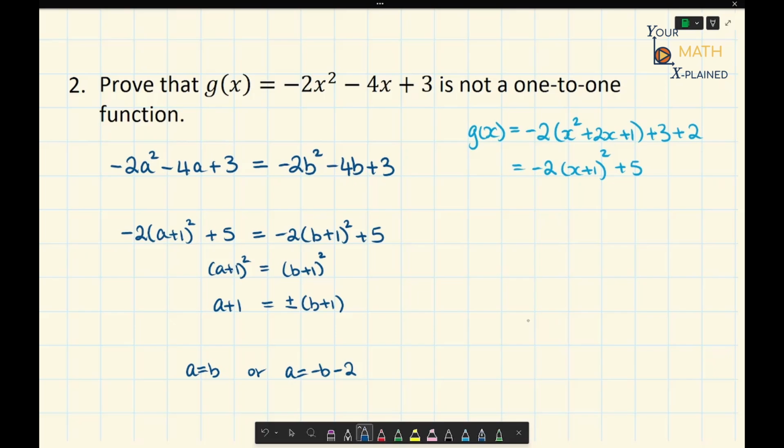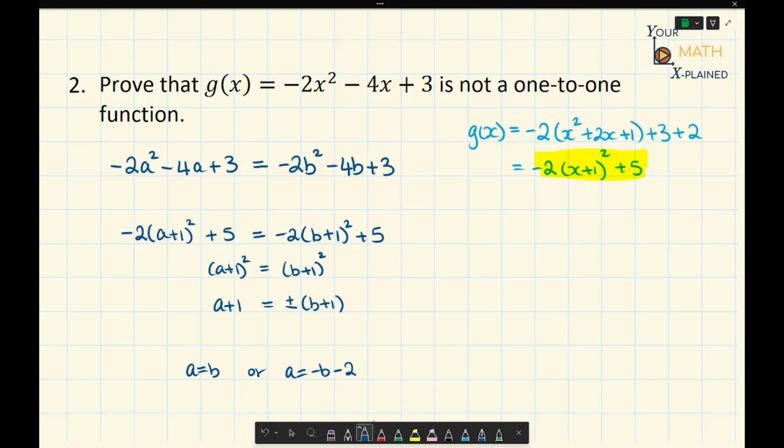And now, since we've already gone this far, we might as well restrict the domain of this function so that it does have an inverse, meaning we're going to restrict the domain so that the function is one-to-one. And we're going to do that by using the vertex form equation that we've already written down here. So this is a parabola with the vertex at negative 1, 5. So meaning x is equal to negative 1 is our axis of symmetry.